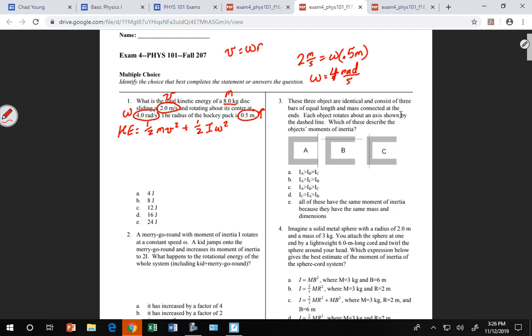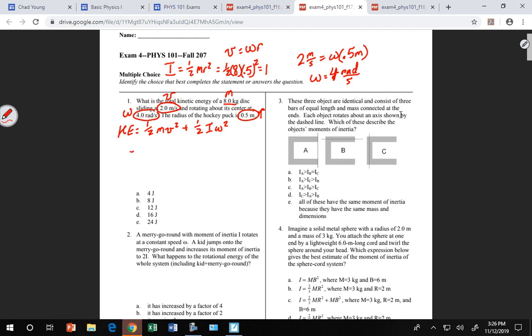The one thing I didn't give you is I. And so you need to find out what I is. I is on that table with all the shapes. And I for, let's see, this is a disk. So what shape am I going to be looking for? A cylinder. I'm going to be looking for a cylinder. And I for a cylinder is 1/2 mr squared. That's 1/2 of the mass, which is 8, times r, which is 0.5 squared. That's 4 times 1/4, so that's 1.